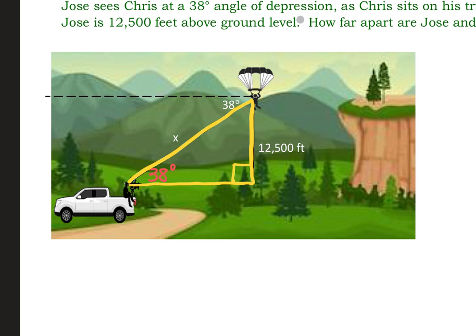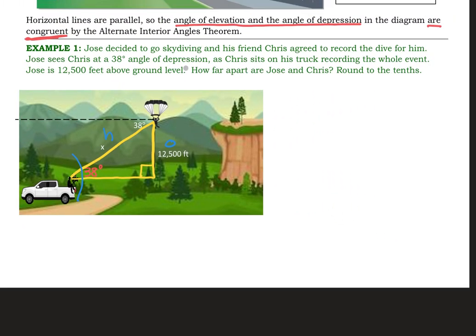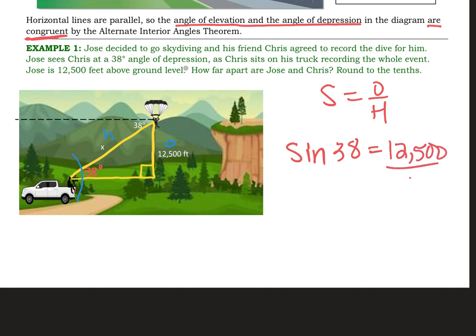And then once you've made your triangle, once you focus in, it's the same steps we've been doing. We mark our angle. Do we have anything on the opposite side? Yes. Do we have anything on the hypotenuse? Yes. So what am I using? I'm using sine. Remember, SOH is opposite over hypotenuse. So this is going to be sine of what degrees? 38 is equal to 12,500, all divided by x.